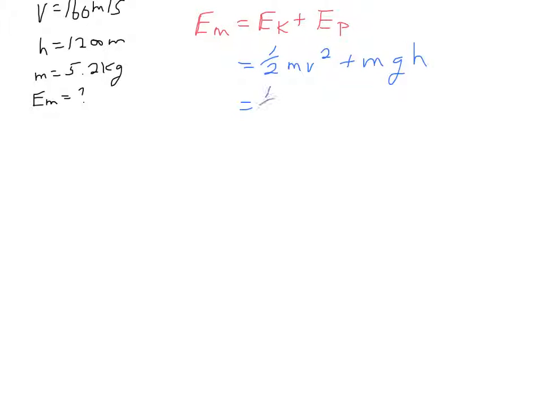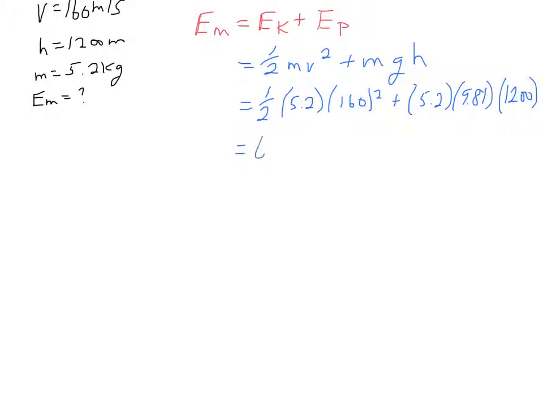So I can say that my kinetic energy is going to be half times my mass, which is 5.2, times my velocity, which is 160 squared, and I'm going to add that to my mass, which is 5.2, times gravity, 9.81, and my height. In this case, because it's not asking about dropping or anything like that, I can just put my height in as 1,200 meters.